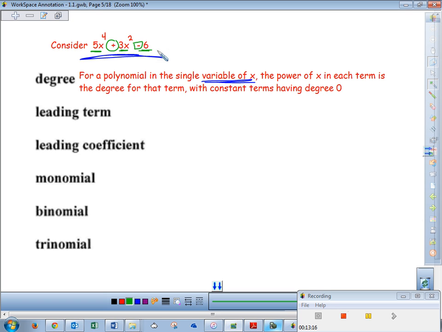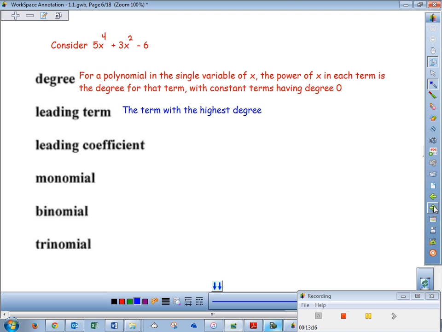If this is all in x, if you look at the exponent in each term, this guy has degree 4, this guy has degree 2, and this guy has degree 0 because there are no x's right there at all. So they want to know what the degree of the whole polynomial is. It's the biggest one of those degrees, which is 4. Right? So this guy has degree 4.